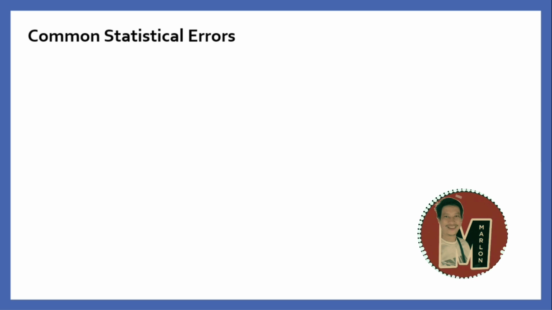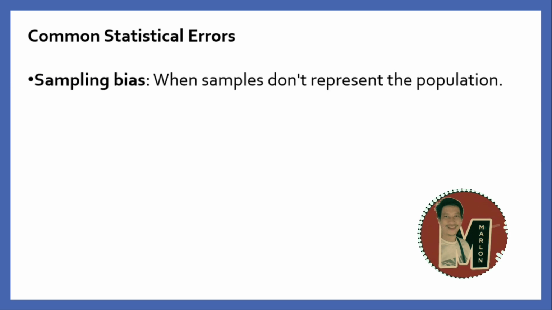Common statistical errors. Sampling bias. When a sample doesn't represent the population, sampling bias occurs. It happens when a sample does not accurately reflect the population it is drawn from. For example, conducting a survey on student satisfaction but only surveying students from one department may lead to biased results.